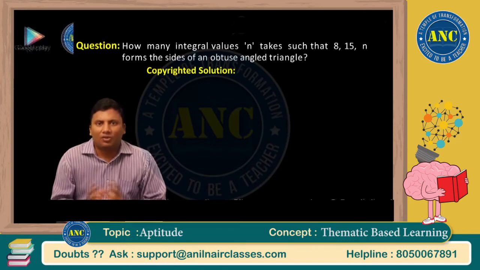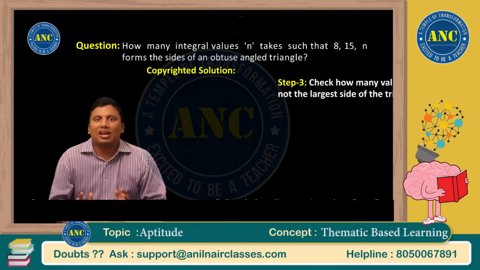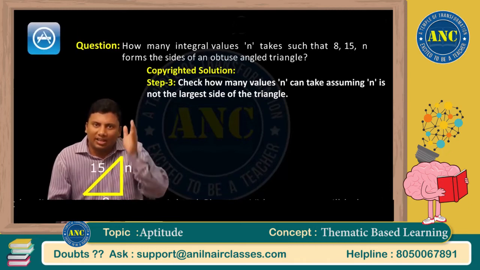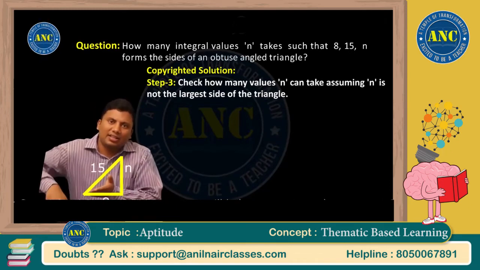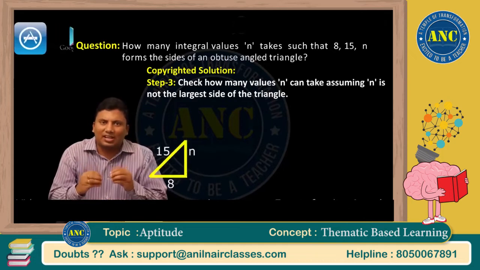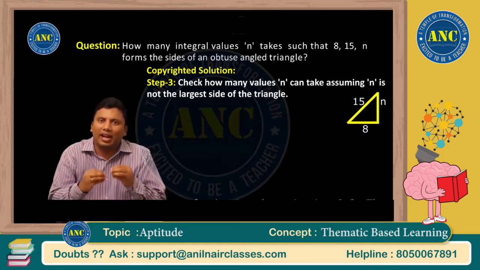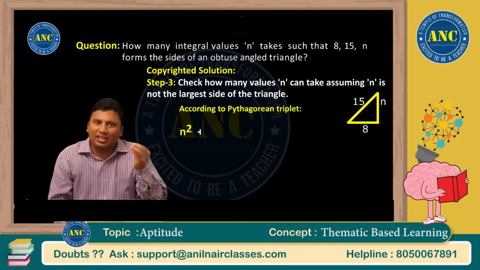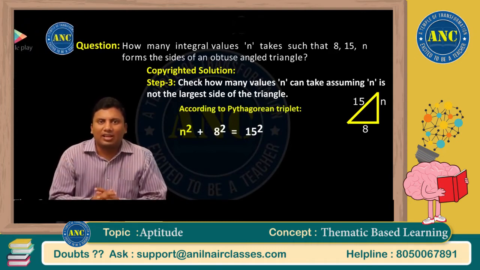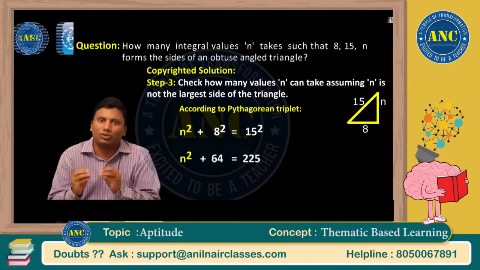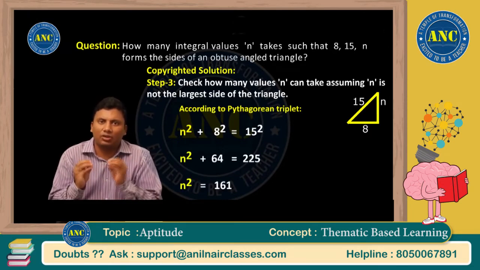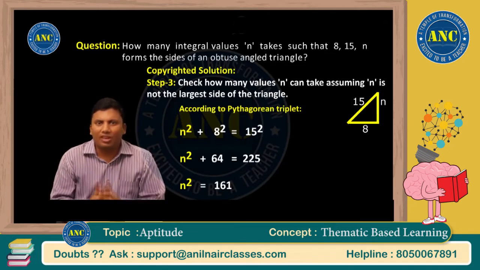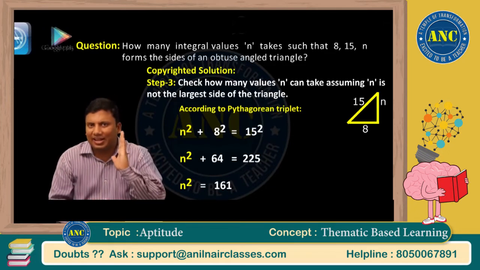Step number 3. What if N is not the largest side? Make N to be a height. If I take N to be the height, N is the height, call 8 as the base, 15 as the hypotenuse. First, let us take a right angle triangle, then make the angle greater than 90. So, if I use the Pythagorean theorem, N square plus 8 square equals 15 square, N square plus 64 equals 225. N square equals 161. N is nothing but 12 point something. What is N here? N is the height.